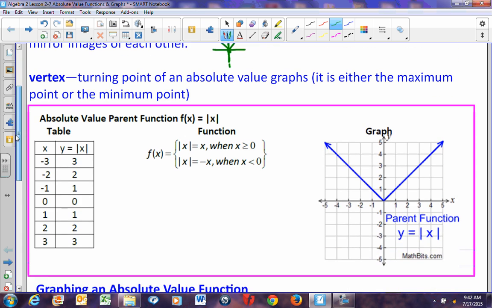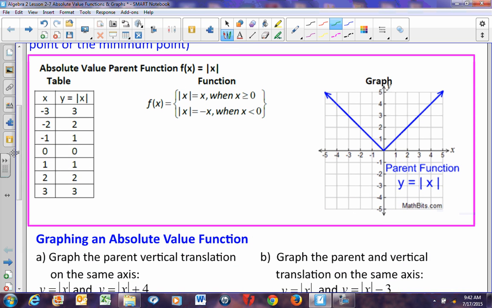All right, let's take a look at an absolute value graph for just a moment. The parent function of an absolute value graph is f of x equals the absolute value of x. That's your parent function. If I was to make a table of it, the table would look similar to this. If I let x equal -3, the absolute value of -3 is 3, the absolute value of -2 is 2, the absolute value of -1 is 1, and so on. Therefore, when I graph it, I get an absolute value graph that looks like this.